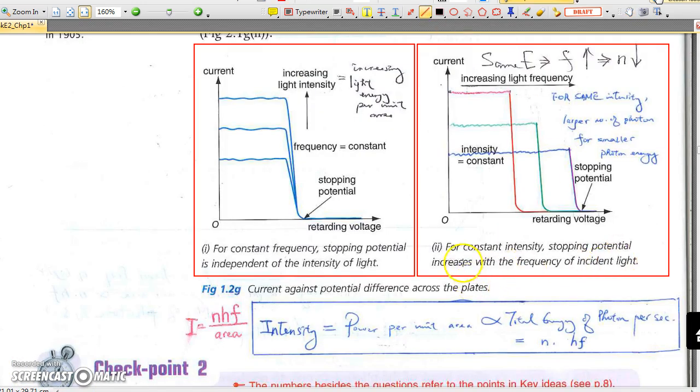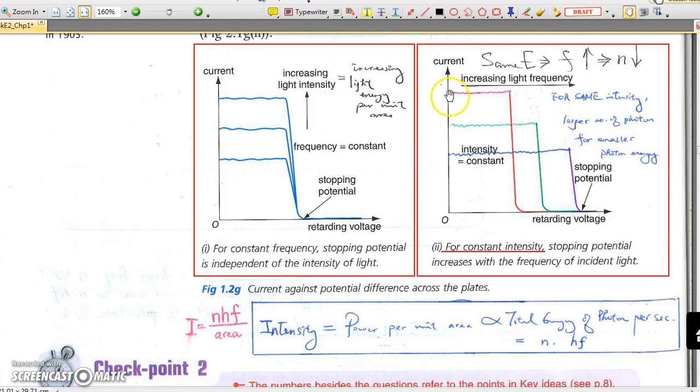These three curves refer to constant intensity cases, that is, the intensity of red light, blue light, and violet light are all the same. As for red light, the frequency is lower, then there should be more number of light particles in order to produce the same intensity. When there is more number of light particles, that is more photons, then there will be more photoelectrons produced.